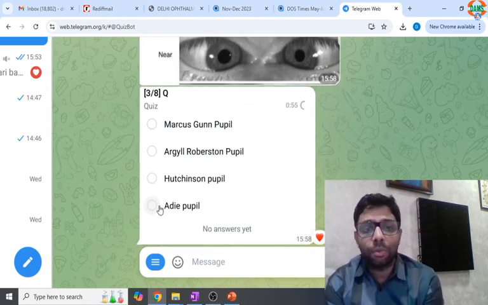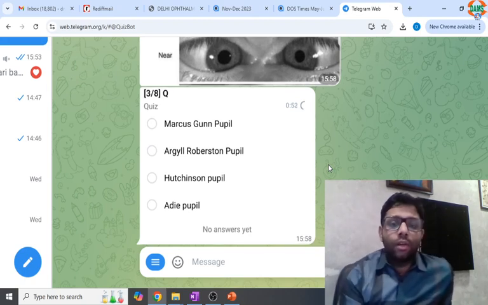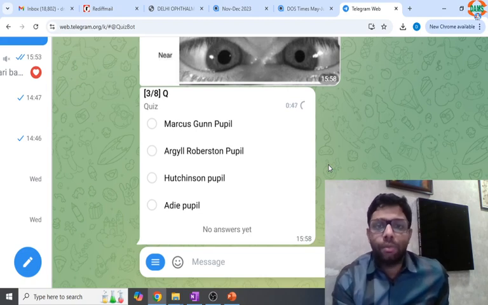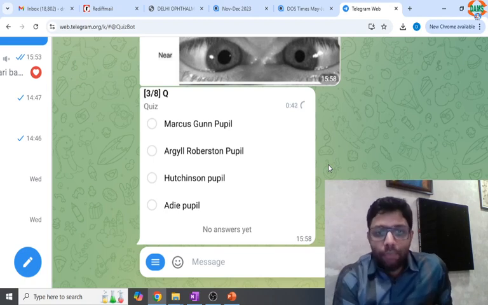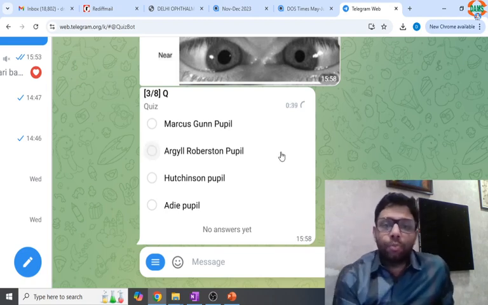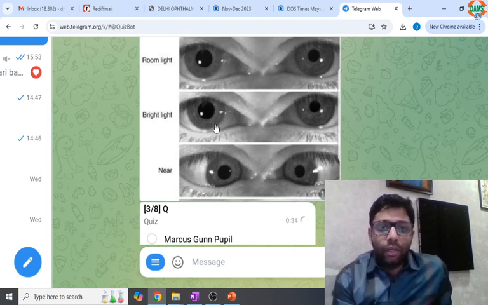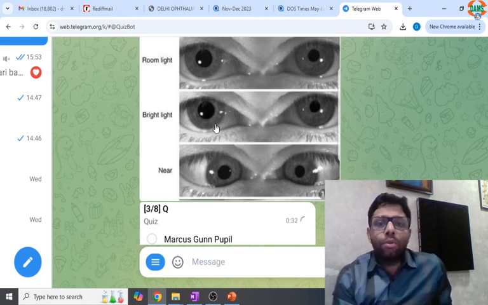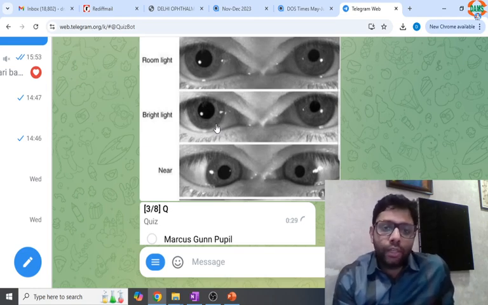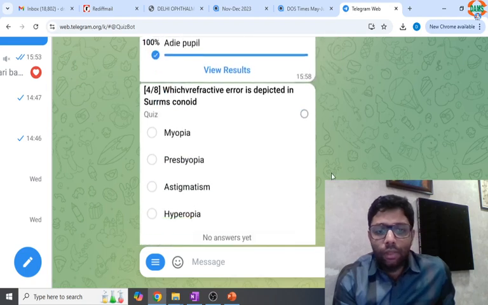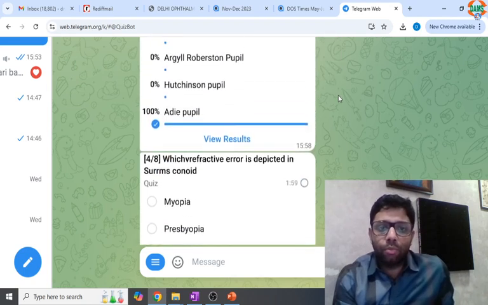The answer is Adie's pupil, when the problem is in the ciliary ganglion of the right side, for example. It will not constrict with light but constricts with near because accommodation fibers are present. And the diluted pilocarpine test, 0.125% pilocarpine, is diagnostic for Adie's pupil. If you put diluted pilocarpine in the right eye, it will constrict. Diluted pilocarpine cannot constrict a normal pupil. 1% is minimally required for constricting a normal pupil. So that's the diagnostic test, the diluted pilocarpine test. So the answer: the right eye ciliary ganglion must be having the problem.